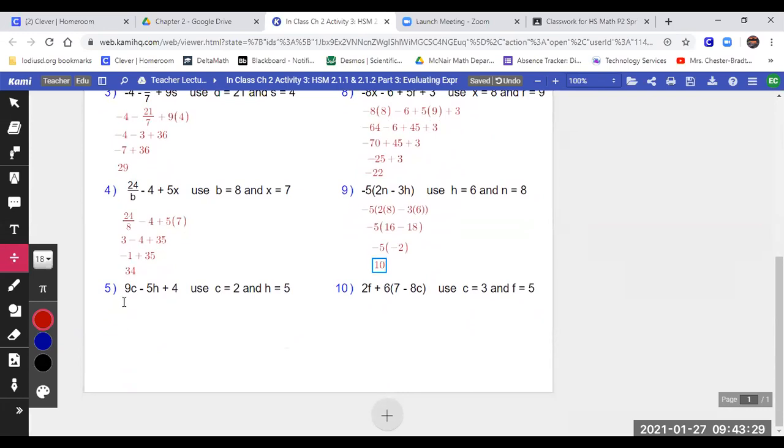Someone tell me, what should I write first? Give me the string. Give me the whole row. Substitute in the stuff. Show me what we're supposed to do. Yep. 9 parentheses, 2 parentheses, minus 5 parentheses, 5 parentheses, plus 4. All we did was substitute in what was the C worth, what was the H worth.